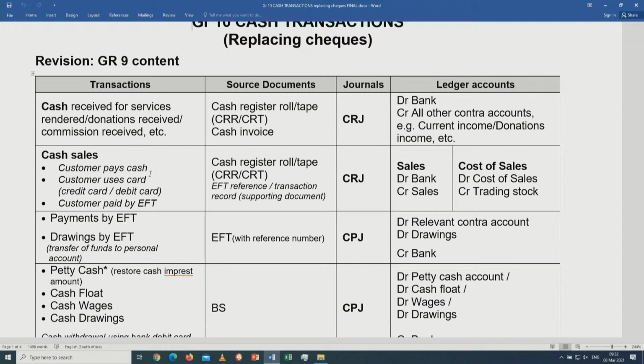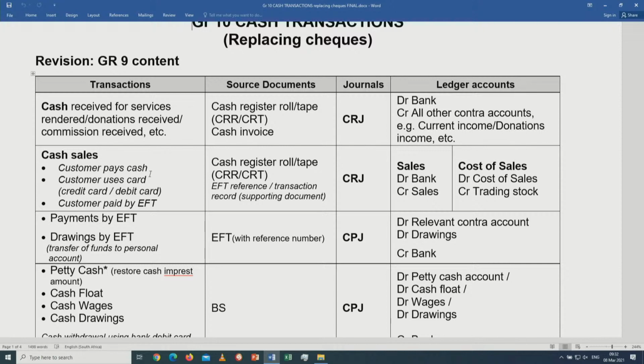What is your source document? You'll have a cash register roll or cash register tape or cash invoice. Then the journal that you're going to use is going to be the cash receipt journal, because you have received a donation, you have received money. Then into the ledger accounts, you must debit your bank and then you must credit all other contra accounts that are involved. For example, if it was a donation, you're going to credit the donation income. And I normally say when I talk to grade 8s, 9s and 10s, in most cases, most expenses are debited and all incomes are credited.